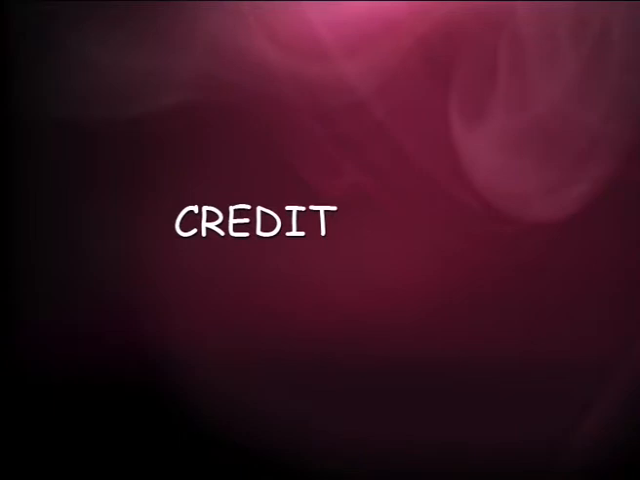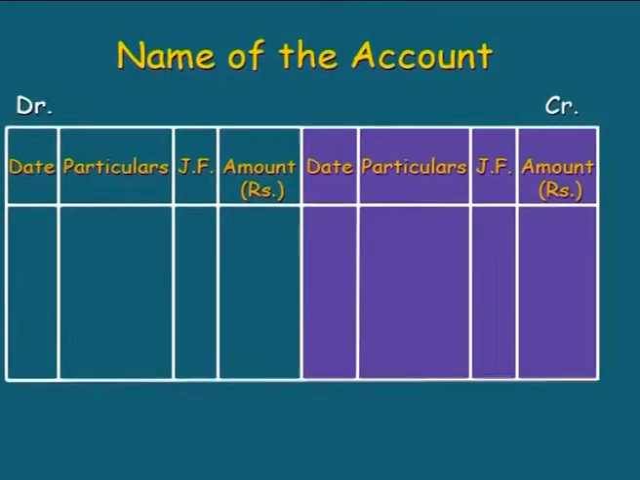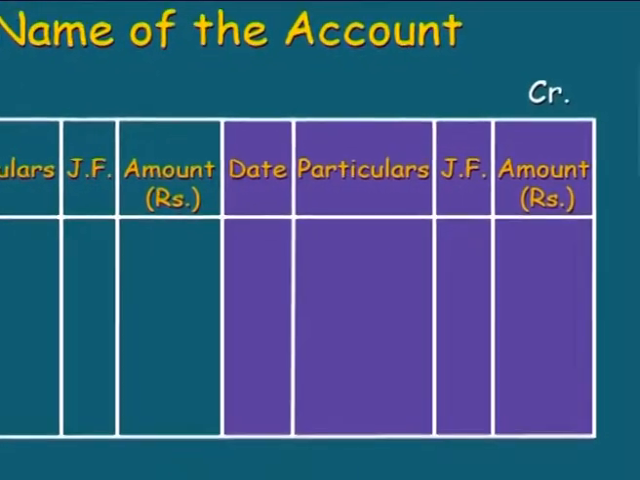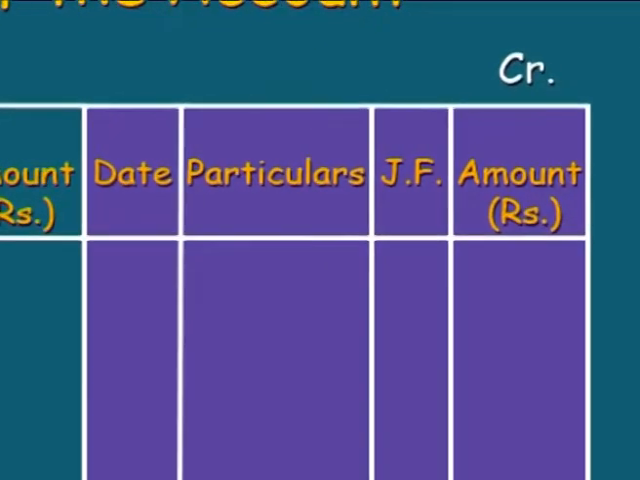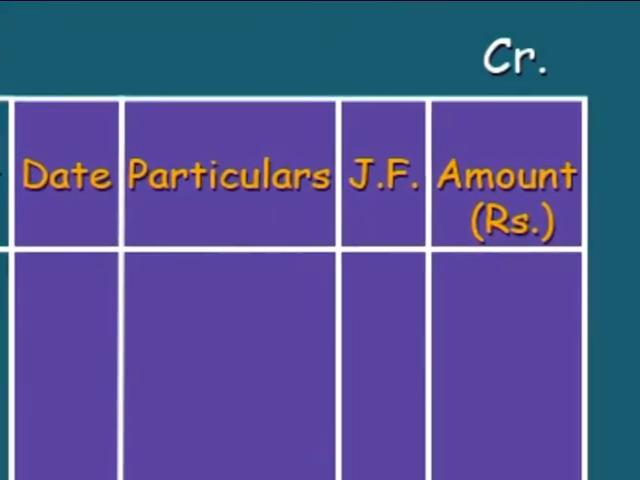Similarly, the term credit is represented by the abbreviation CR. It is basically used to represent the right hand side of an account. The words to credit imply making an entry on the right side of the account. At times, it is used to indicate the increase in owner's equity.